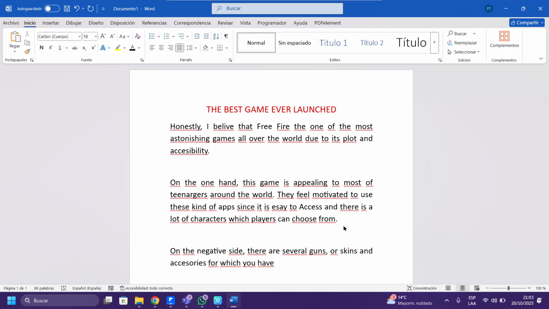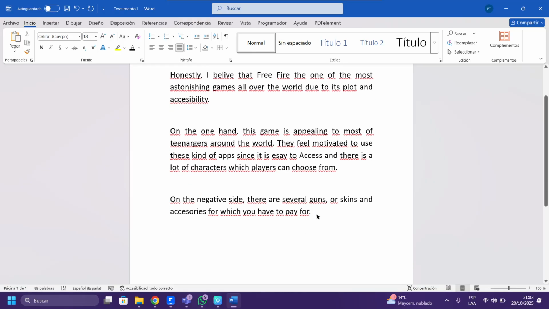For which you have to pay. You see, this is a negative side because you have to pay for some accessories, guns, or skins within the game, right? What could be another negative part?